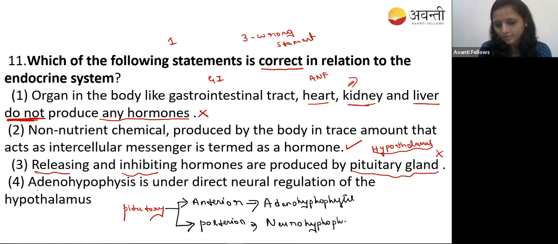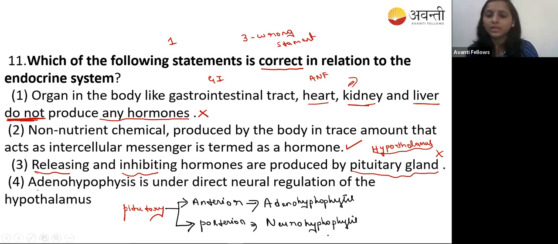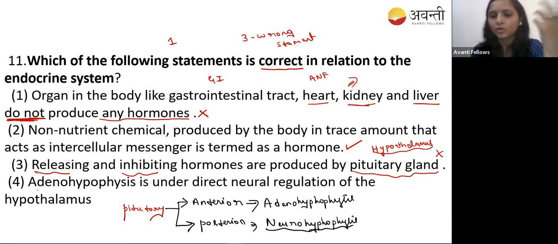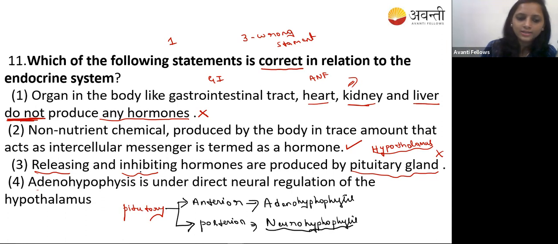Neurohypophysis. Do you remember, guys? Oxytocin and ADH are produced by the posterior part, right? Actually, they are not produced by the posterior part; they are produced in the hypothalamus, and then released by the posterior part. So that is direct neuronal control by the hypothalamus.